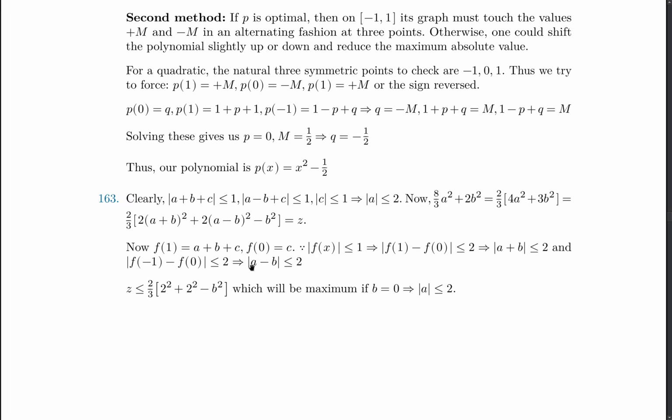Now, since we have mod of a plus b less than equal to 2 and mod of a minus b less than equal to 2, to maximize this, we will have to assume that a plus b is 2 and a minus b is also 2. But that cannot be.